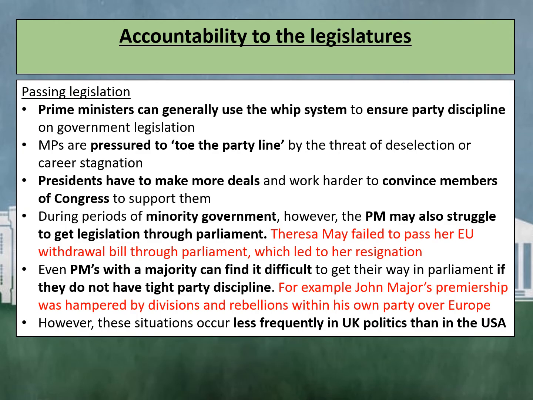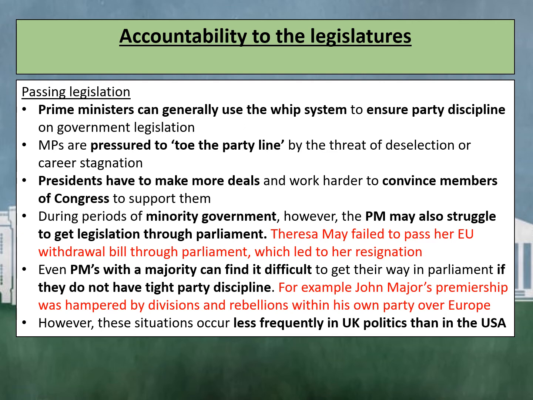Continuing on with passing legislation, PMs can generally use the whip system to ensure party discipline on government legislation. MPs are pressured to toe the party line by the threat of deselection or career stagnation. Presidents have to make more deals and work harder to convince members of Congress to support them. During periods of minority government, however, the PM may also struggle to get legislation through Parliament. Theresa May failed to pass her EU withdrawal bill through Parliament, which led to her resignation.